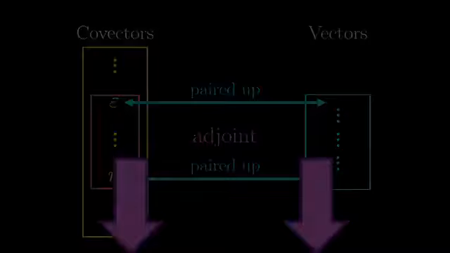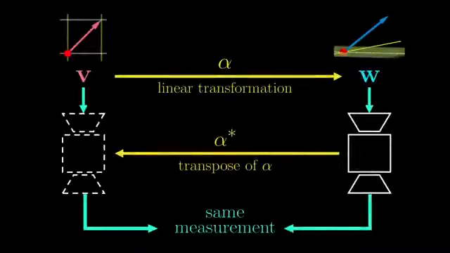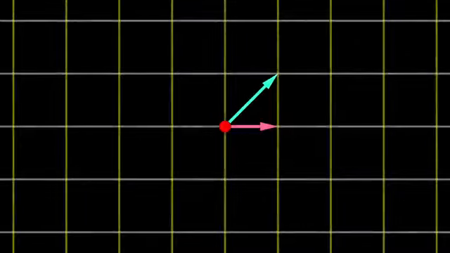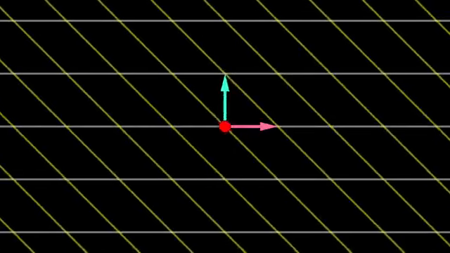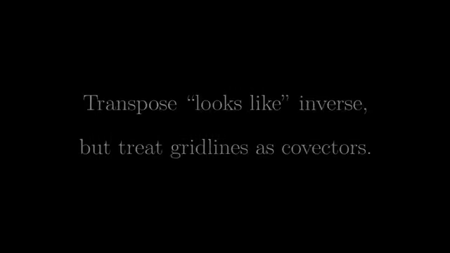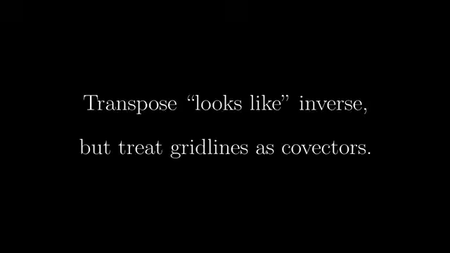So in this video, we have the big picture of the transpose and used it to visualize transpose with a few examples like shear, as you see here, as well as diagonal matrices and rotations, deducing that transposes do look like inverses, but we have to treat those grid lines as covectors.